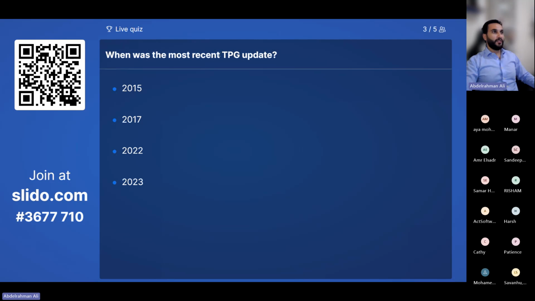When was the most recent transfer pricing guidelines update? When was it updated for the latest time? I'm sure that most of you know that there have been quite 2 updates in the last 5, 6 years, right? So when do you think is the latest update? I think that some of you definitely know this by heart. Some of you might still be trying to get their feet on.